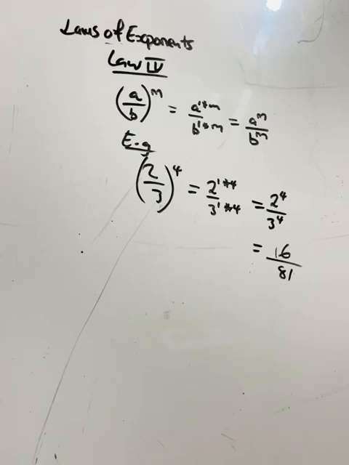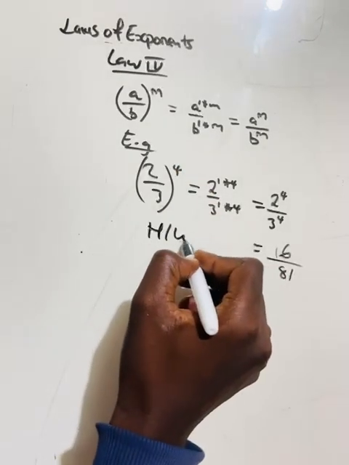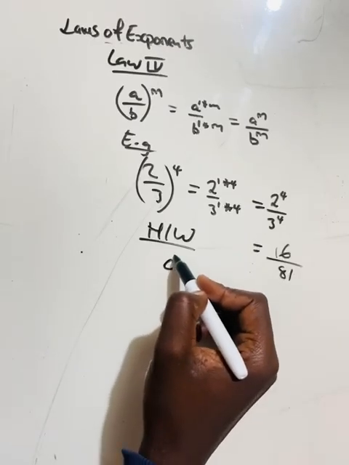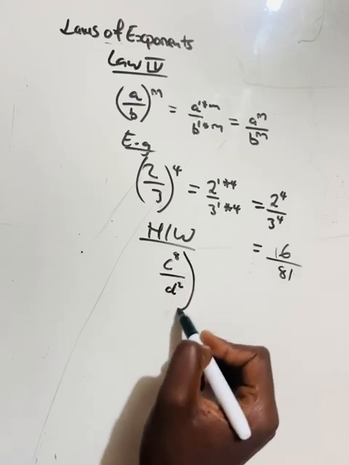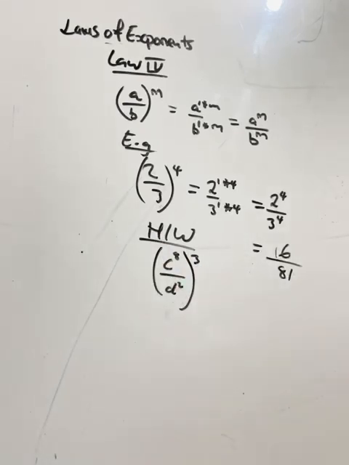Right, so here I can give you homework on law number 4, and the homework simply asks you a simple question: c to the power 8 divided by d to the power 2, and everything is to the power 3.